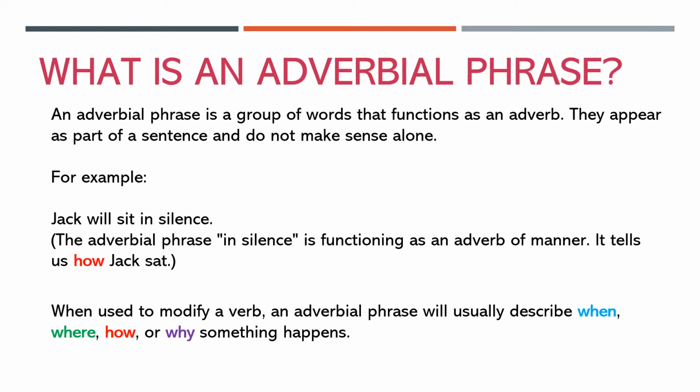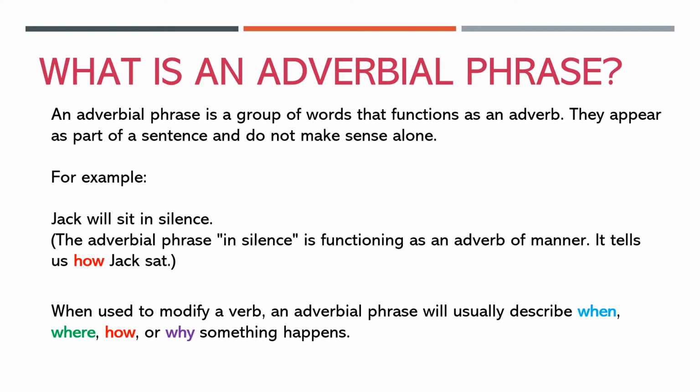Now, an adverbial phrase is a group of words that function as an adverb, giving more description to the verb. They appear as part of a sentence, but they do not make sense alone. Jack will sit in silence. Now, in silence is telling us how he will sit. It's an adverbial phrase functioning as an adverb of manner. It tells us how Jack sat.